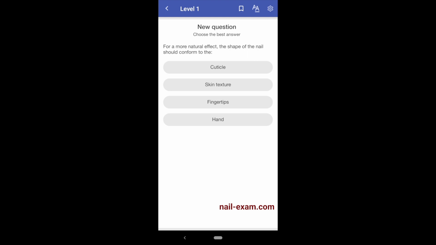For a more natural effect, the shape of the nail should conform to the. Answers: A. Cuticle. B. Skin texture. C. Fingertips. D. Hand. The answer is C.